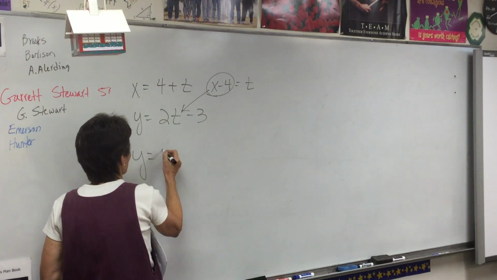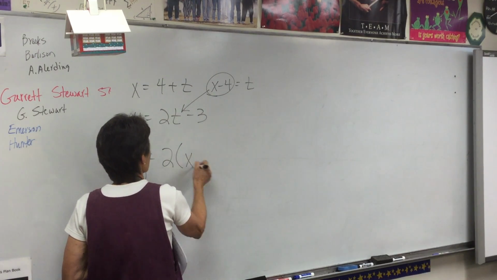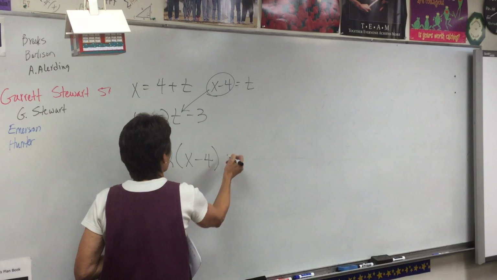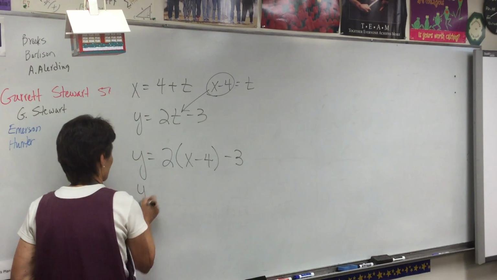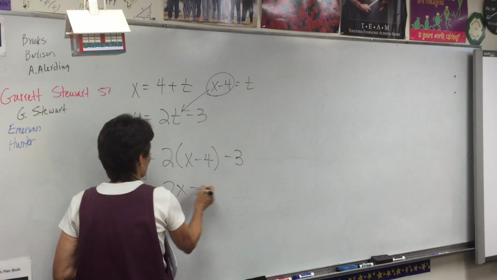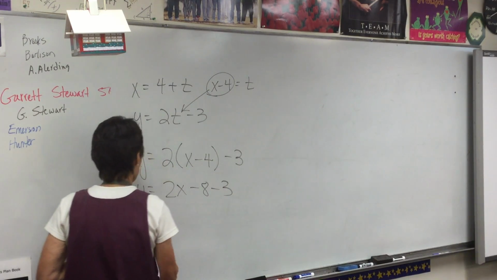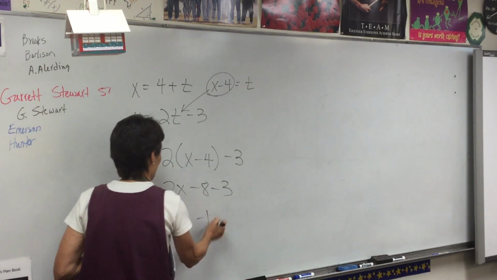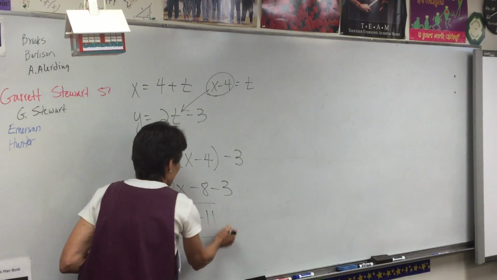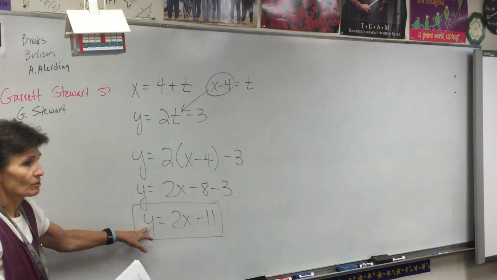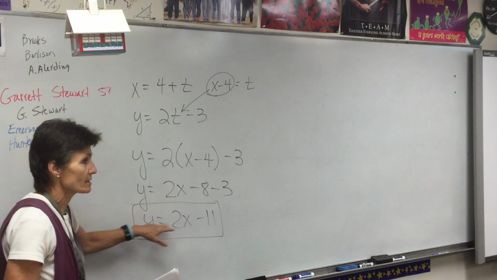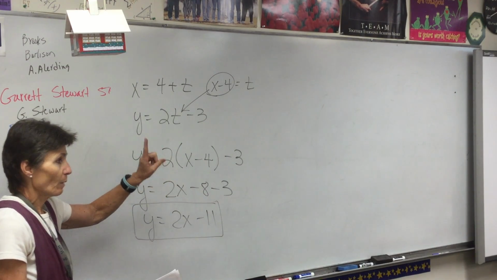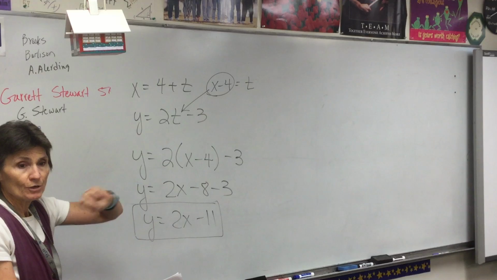So y equals 2 parentheses x minus 4 minus 3. So 2x minus 8 minus 3, or 2x minus 11. And there is the direct algebraic relationship between x and y. Remember, we want one equation, no t's.